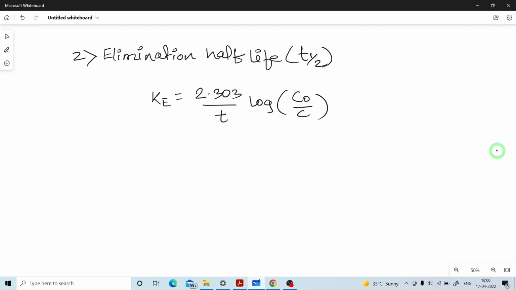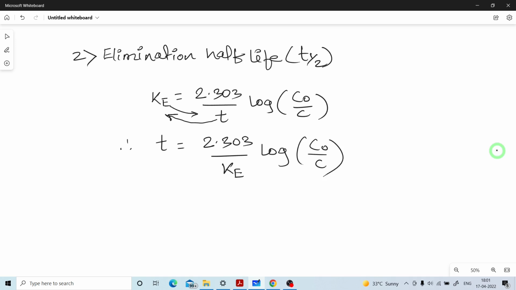So, as we want to determine the half-life, first thing that we are going to do is that we are going to take this T towards left-hand side, and we are going to take this Ke towards right-hand side. So, if you take this T, which is already present towards denominator on right-hand side, to the left-hand side, it will go to the numerator, and Ke is going to take its place. So, if we rearrange the things, T is equal to 2.303 upon Ke log of C0 upon C. This is the equation that you are going to get.